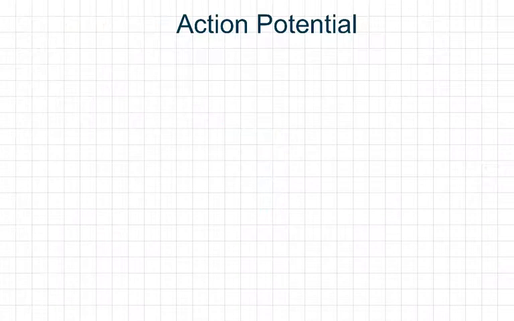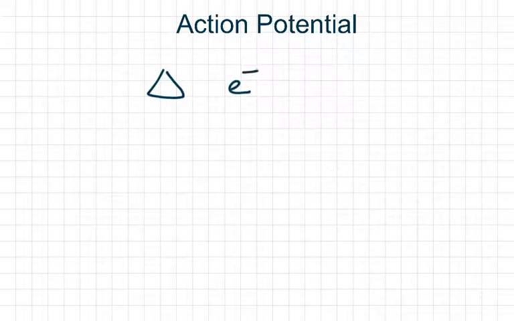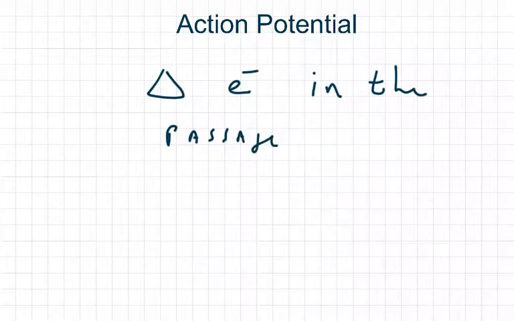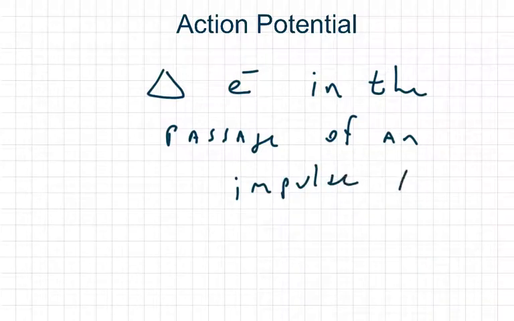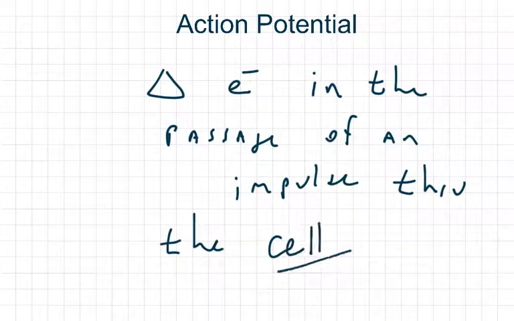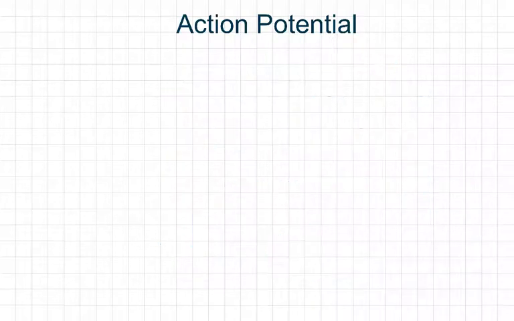One of the basic components of the communication of a neuron is this concept of an action potential. And all an action potential is the change in the electric potential in the cell associated with the passage of an impulse throughout the entire cell. And that's all that means. That's an action potential. So let's go ahead and put this in a graphical format here.